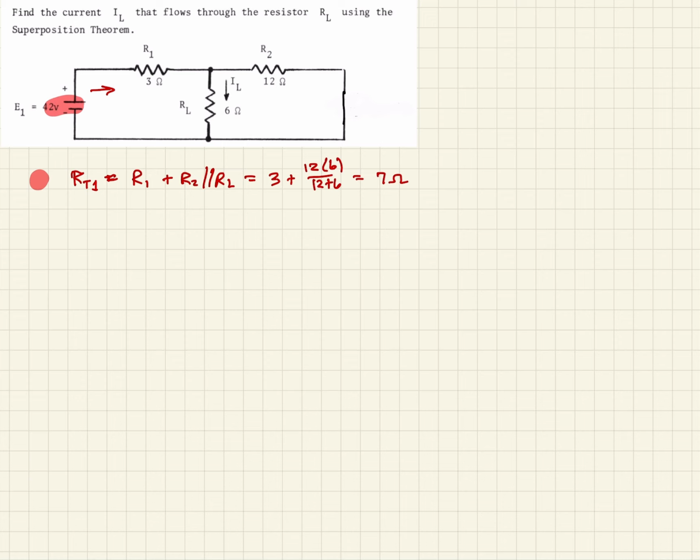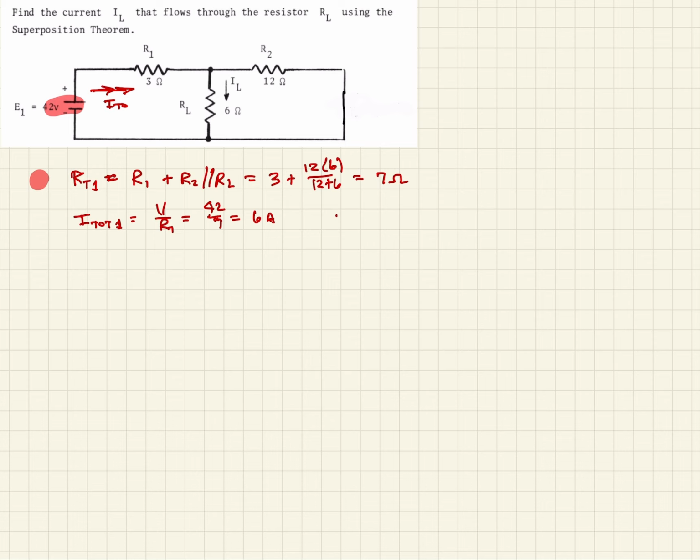So then our I total, which we'll call this I total here, flowing from our source, again we'll call this number 1, that's going to be equal to our voltage over our total resistance, and so that's going to be 42 over 7, or 6 amps.